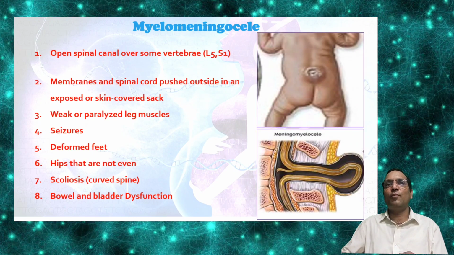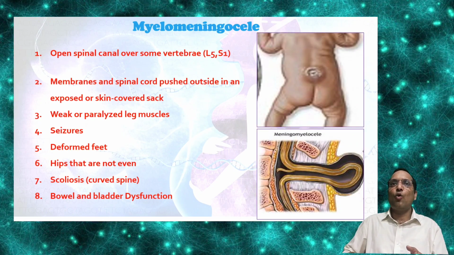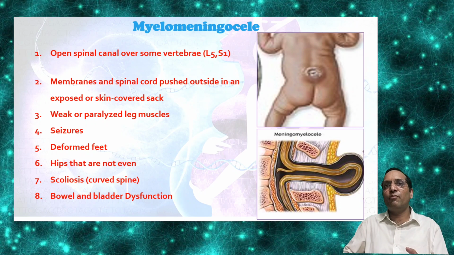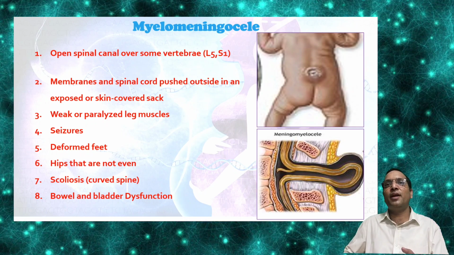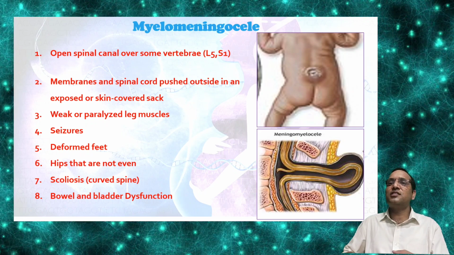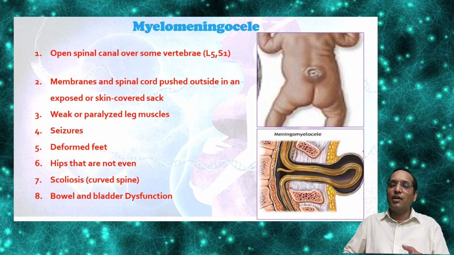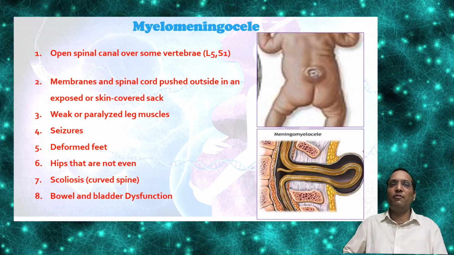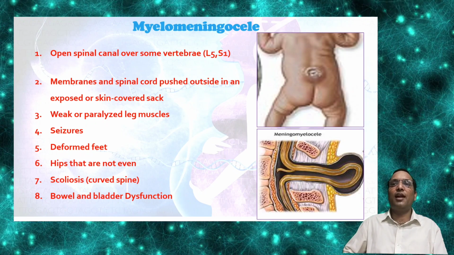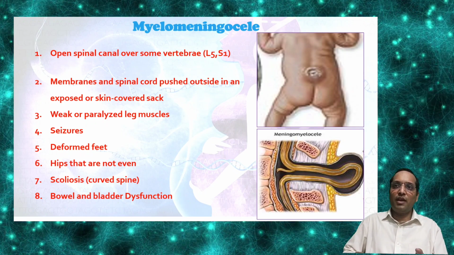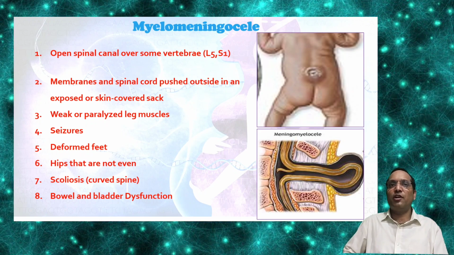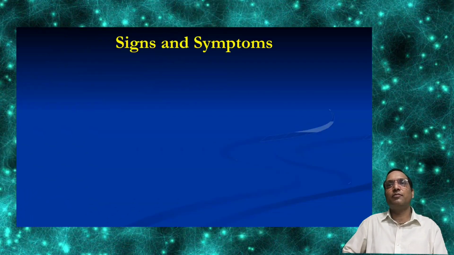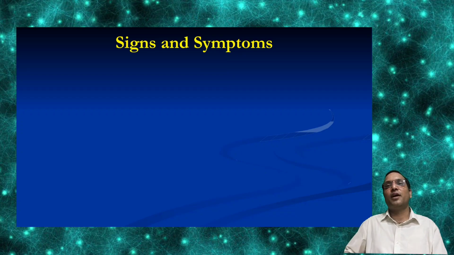And meningomyelocele or myelomeningocele is the open spinal canal over some vertebrae, most commonly L5 and S1. You can see in this picture the spinal cord is pushed along with the membrane outside, exposed, or skin may cover the sac. In this type of spina bifida, weak or paralyzed leg muscles may be found, there may be seizures, some deformed feet like club foot, hips may be uneven, and scoliosis or curved spine may be found, and due to neurogenic bladder there may be bowel and bladder dysfunction in this type of spina bifida.